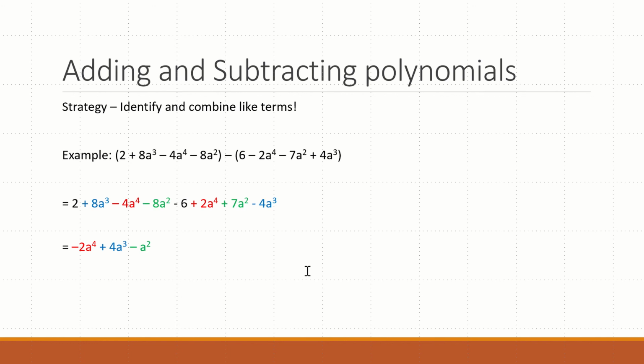Then we have the exponent of 2, which would be these two right here. So negative 8a to the 2nd power plus 7a to the 2nd power would be negative 1a to the 2nd power, which can just be written as negative a to the 2nd power. And it looks like we don't have any terms with just the variable a. So we'll just move on to the constants, which would be positive 2 and negative 6. And then 2 minus 6 would be negative 4, okay? So that is the addition right there, okay?